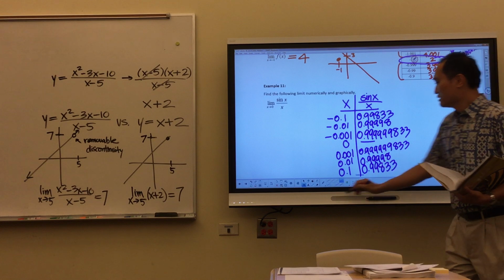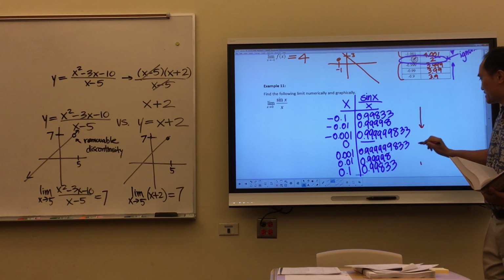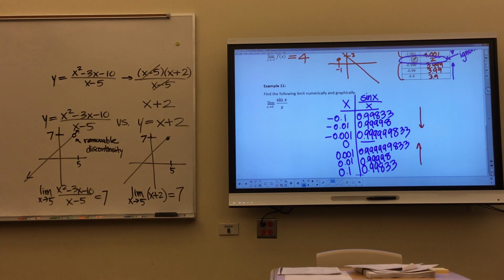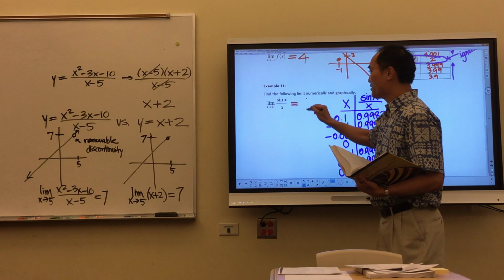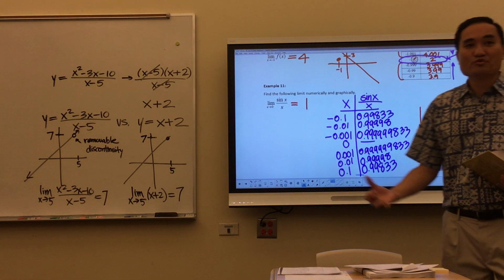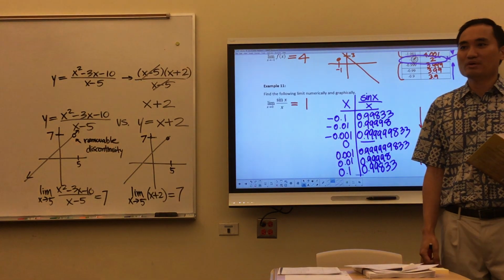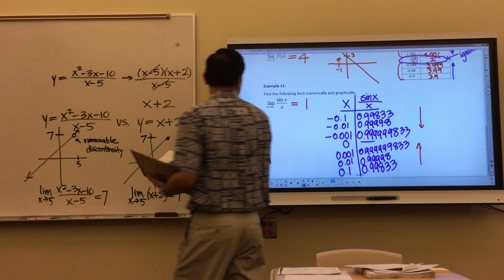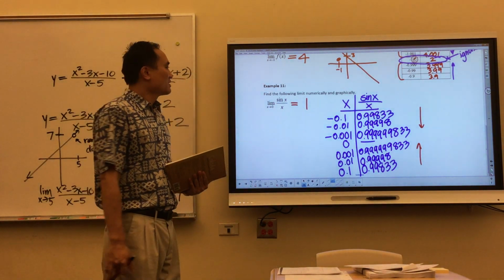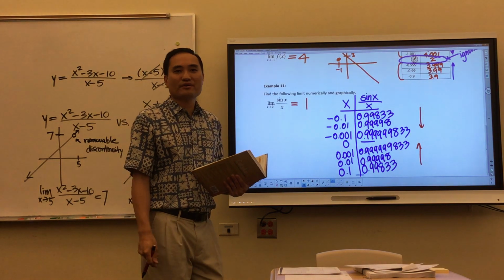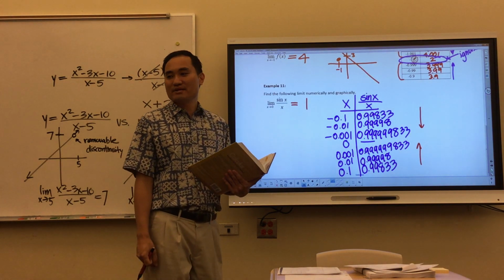Okay, so reading the table this way and reading the table this way, are they approaching the same y value? Yes. What y value are we approaching? 1. So numerically, we are determining this limit to be 1. And you should remember from last year in PCH that it is 1. Alright. Lima bean. Now, graphically, you can graph it on your calculator on your own and see that the limit is 1.